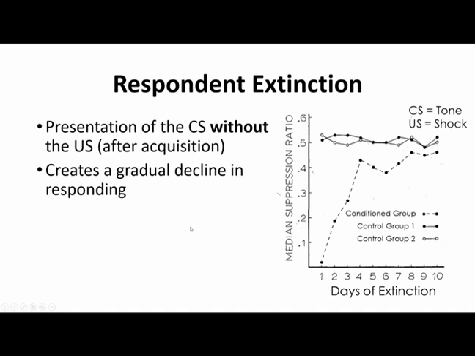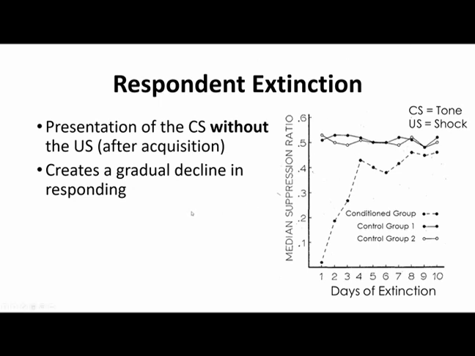All right, our next topic is respondent extinction, and this is kind of an extension of having talked about extinction already. So just like operant extinction, respondent extinction is going to be the presentation of the thing of interest in the absence of what it's associated with. So here, our respondent extinction is the presentation of our conditioned stimulus without the unconditioned stimulus. Now this extinction can only happen after acquisition has occurred. So if our CS isn't actually a CS yet, if it's still a neutral stimulus, then it can't be extinction, because when it's a neutral stimulus, there's no responding to begin with. So you can't have a reduction in responding when there's no responding to begin with.